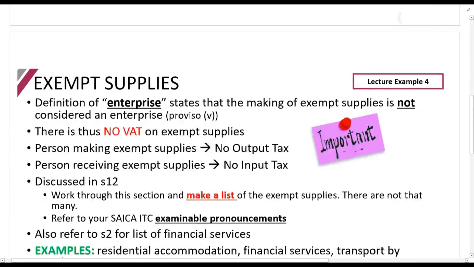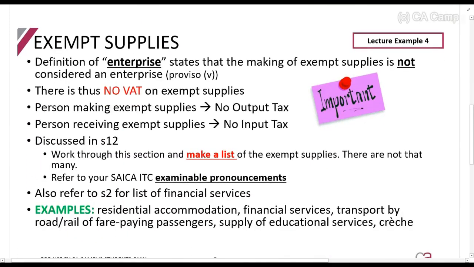Okay, so let's talk about exempt supplies first. Exempt supplies are discussed in section 12 of the VAT Act. Guys, there are not that many. I want you to go and study them. Make a list for yourself of the exempt supplies. We will encounter a lot of them as we go along, so you'll see some of them today. Refer to your VAT Act to see what is excluded.